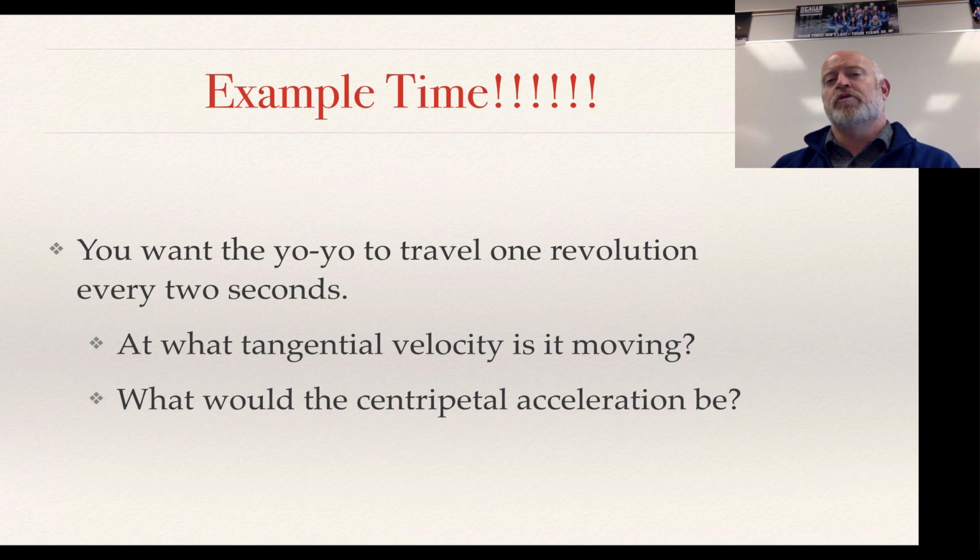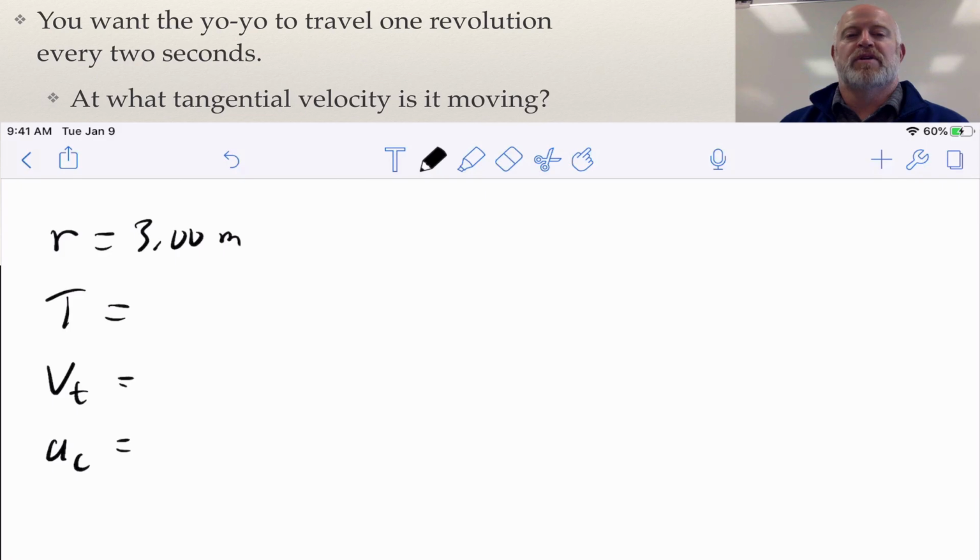Let's go through another one. You want the yo-yo to travel 1 revolution every 2 seconds. Same yo-yo, but now we want it to travel at 1 revolution every 2 seconds. What's the tangential velocity, and what would the centripetal acceleration be? Same idea here. Let's pause it, use your equations, and try to solve it, and then we'll come back together and work it out. Now let's solve it.